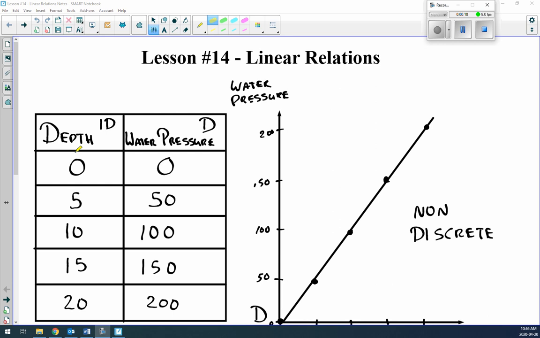Let's talk about depth and water pressure. As you go down in the water, the pressure increases. So for instance, we'll have depth here on this column, and we have water pressure on this side. And these are just values that we've made up. So what we have here is depth as an independent variable and water pressure as dependent. Because you think about this, the water pressure depends upon the depth that you're at.